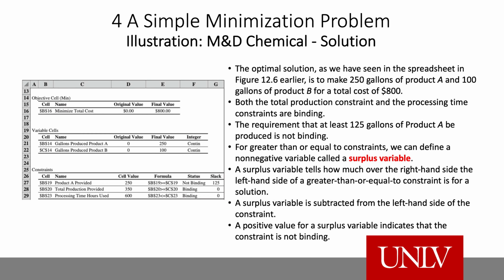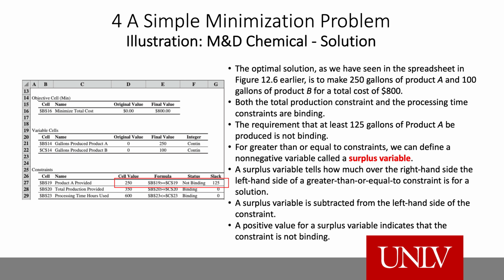As shown right here, the optimal solution is to produce 25 gallons of product A and 100 gallons of product B, resulting in a total cost of 800. Both the total production constraint and the processing time constraint are binding in this case, meaning that they directly determine the values of the decision variables. In contrast, the requirement to produce at least 125 gallons of product A is not binding because the optimal solution exceeds this minimum.